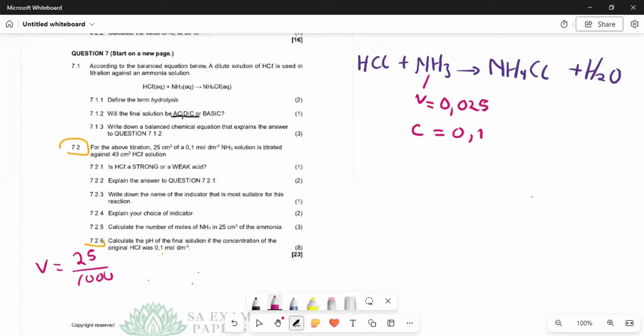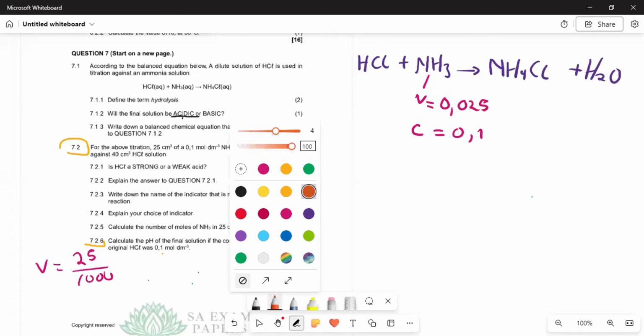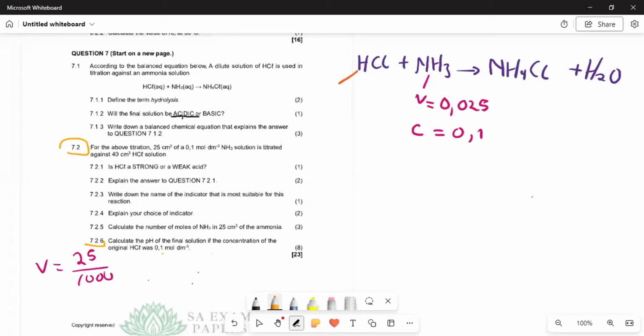Now, they say it's titrated against, okay? Now we're given information with regards to our hydrochloric acid. It's titrated against 40 centimeter cubed of hydrochloric acid. Now, remember, also this should be in decimeter cubed. So we need to divide this 40 by 1,000. And as a result, our volume for this hydrochloric acid would be 0.04.